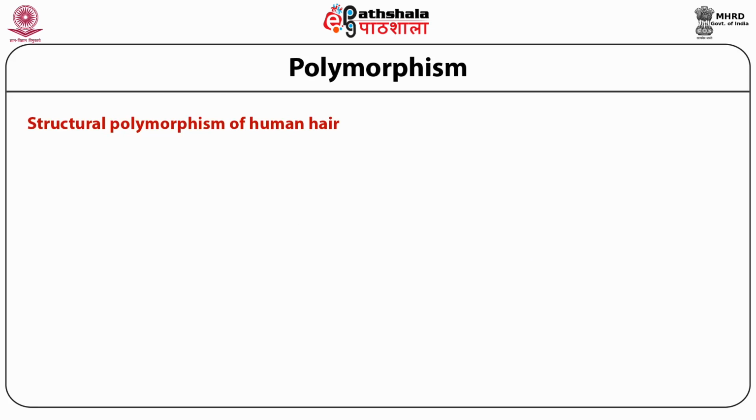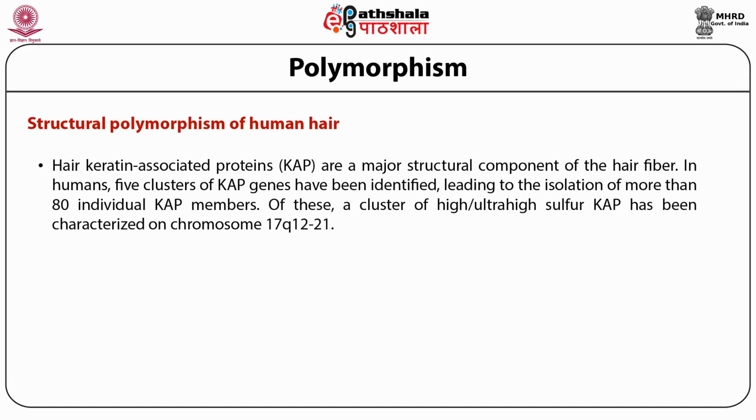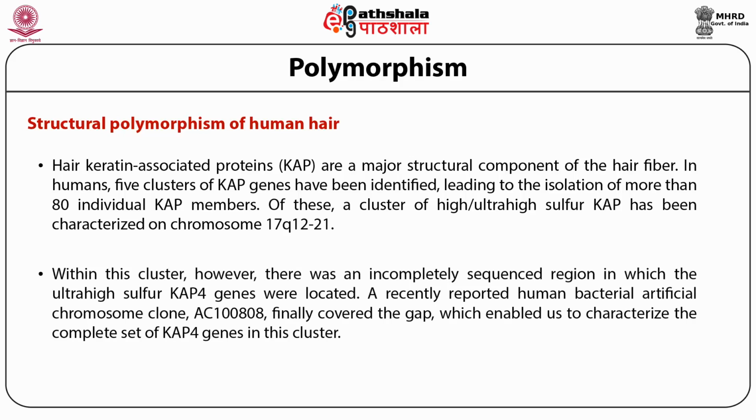Structural polymorphism of human hair. Hair keratin associated proteins, known as KAP, are a major structural component of the hair fiber. In humans, 5 clusters of KAP genes have been identified, leading to the isolation of more than 80 individual KAP members. Of these, a cluster of high or ultra high sulfur KAP has been characterized on chromosome 17q12 to 21. Within this cluster, however, there was an incompletely sequenced region in which the ultra high sulfur, that is KAP4, genes were located.